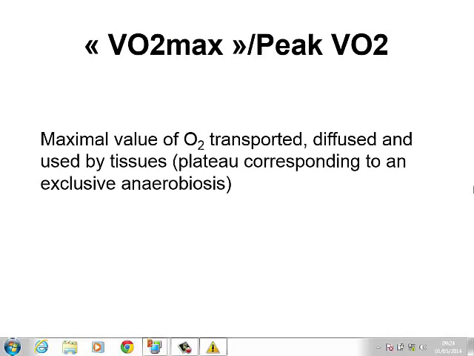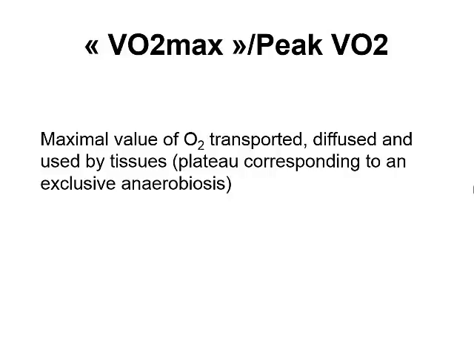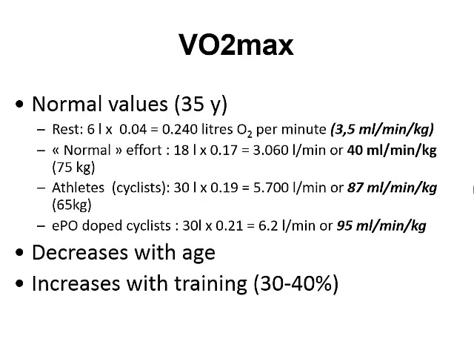So VO2 max is the maximal value of oxygen that is transported, diffused, and used by the tissue, and it corresponds to a plateau at the end of exercise. You cannot prolong the exercise. You have hit a plateau, and it corresponds to an exclusive anaerobiosis during exercise. So these are some values to retain.